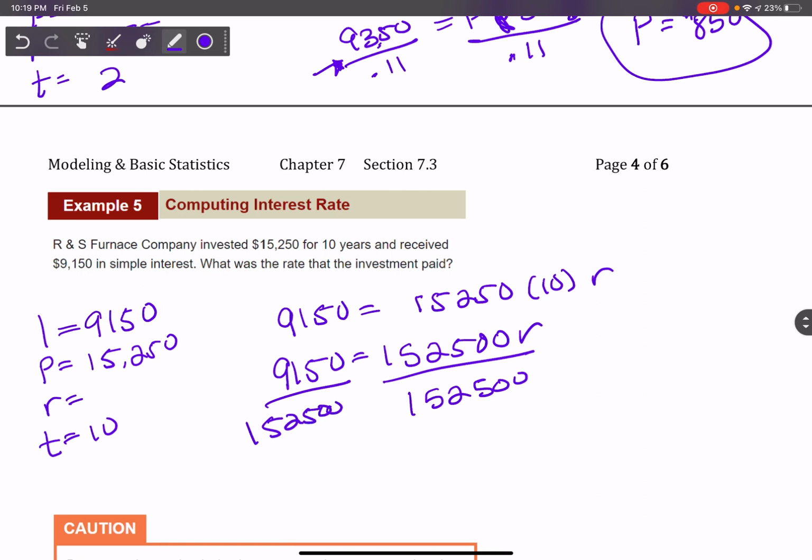Punch it in your calculator. And you should get a rate of 0.06. But remember, rate is percent. So we want to multiply that by 100 and say 6%. Do not forget to turn that decimal back into a percentage.